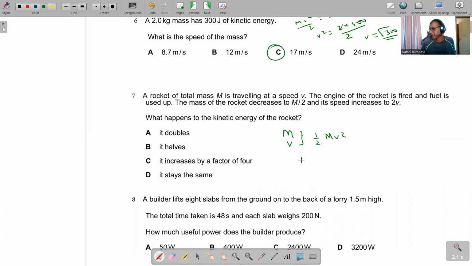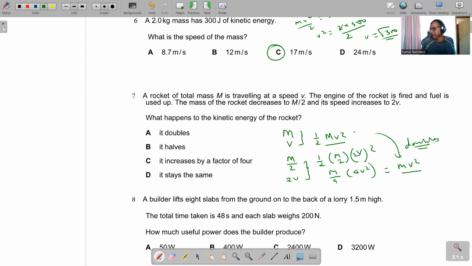mv square. And finally, having mass m/2, speed 2v, and there, having half m/2 times (2v) to the square, giving m/4 times 4v square, which is equal to mv square. Here, half mv square; here, mv square. That means it has doubled.